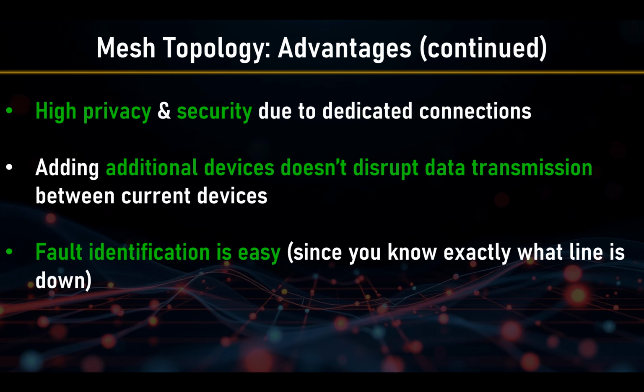Identification of faults is also easy since you know exactly what line is down. So if the connection from A to B has stopped working, then that's the connection that's broken. I guess also there's no centralized authority, so that can also be good in terms of privacy, for example.